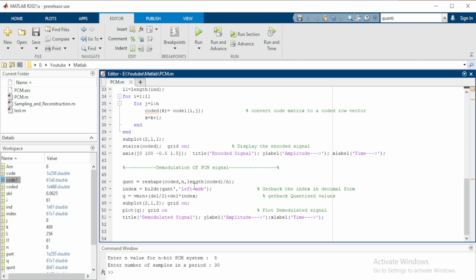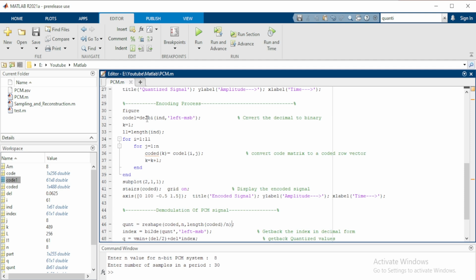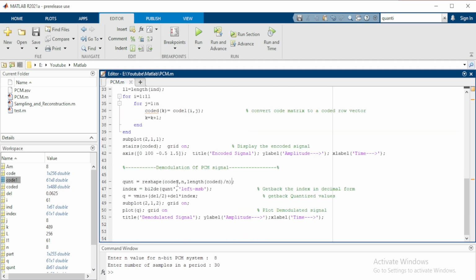Then after converting to parallel, we want to find the index corresponding to that, that is binary to decimal conversion. From this point we converted from decimal to binary, now we are converting from binary to decimal. And if the index is given, then we can find the quantized value. How can we find the quantized value? Let's see.